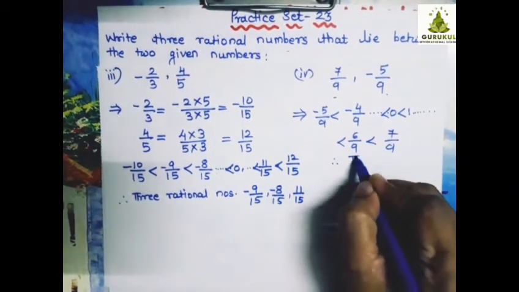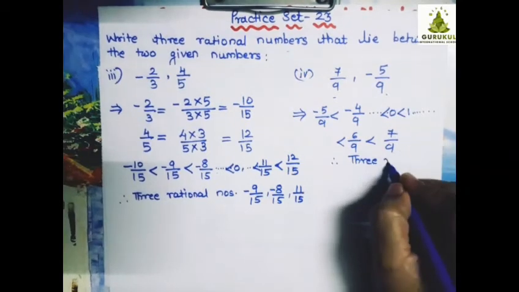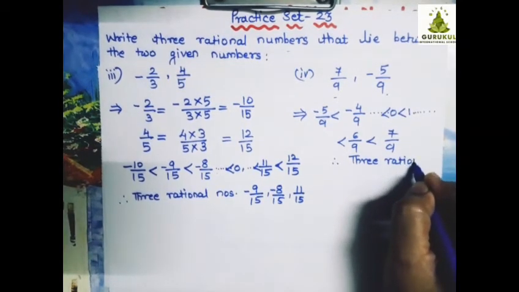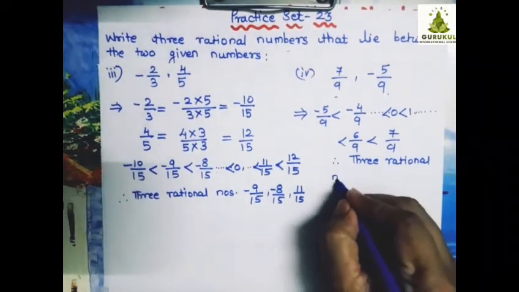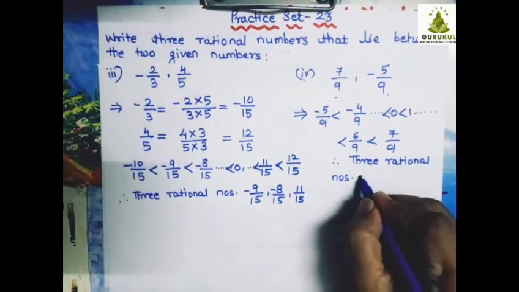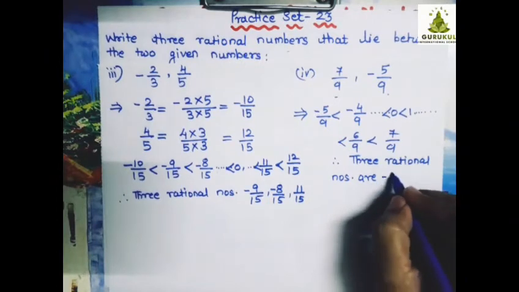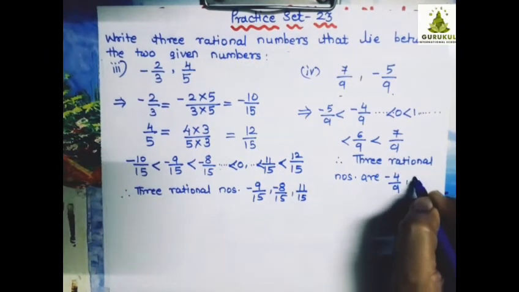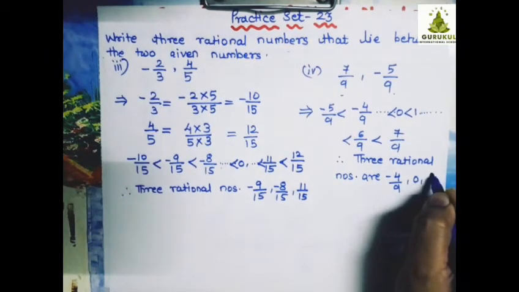Therefore, three rational numbers are any three, you can write of your own choice. I am writing minus 4 upon 9, I will write 0, I will write 6 upon 9.